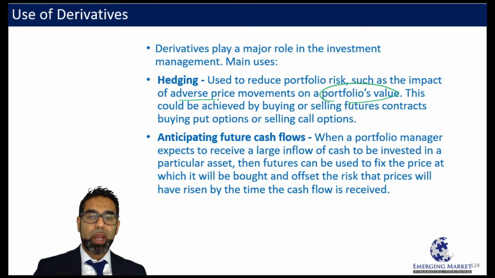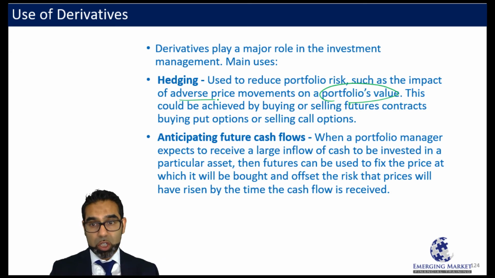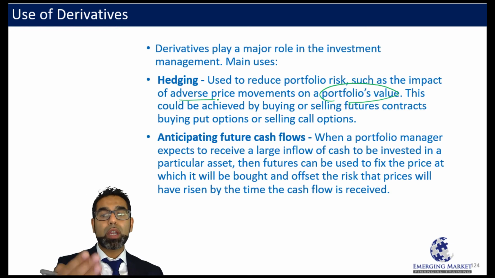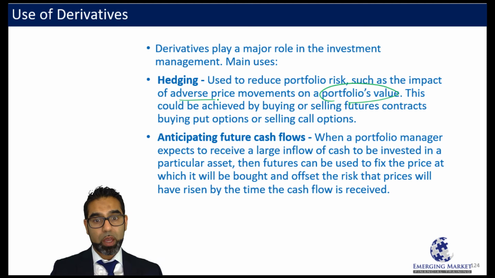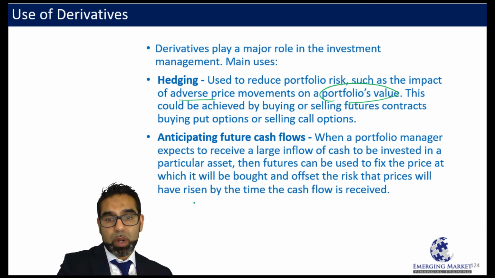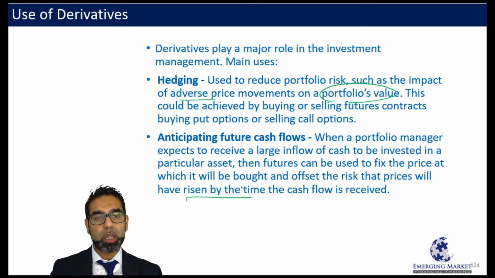You may also want to anticipate future cash flows and therefore use a derivative for that. A portfolio manager expects to receive a large cash inflow. It's not there yet. They can use derivatives to lock in the price to buy when that cash flow comes in. So that offsets the risk that price will have risen by the time the cash flow is received. If they bought today, it's cheaper. If they wait a month, it may be more expensive. So they can lock in the price to buy. And again, you'll see more as we go through examples, but these are just the main uses for derivatives.